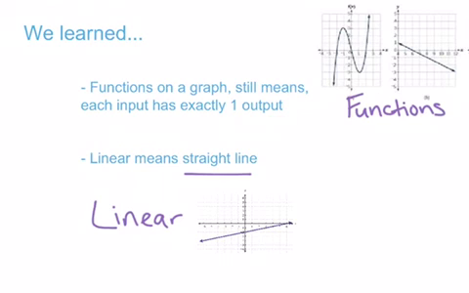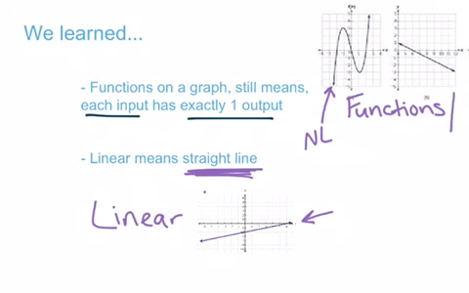So remember, as we learned, functions on a graph, it still means each input has one output. And making sure that we remember linear means straight line. So this is linear and a function, non-linear function, and this is a linear function. So remember those differences.